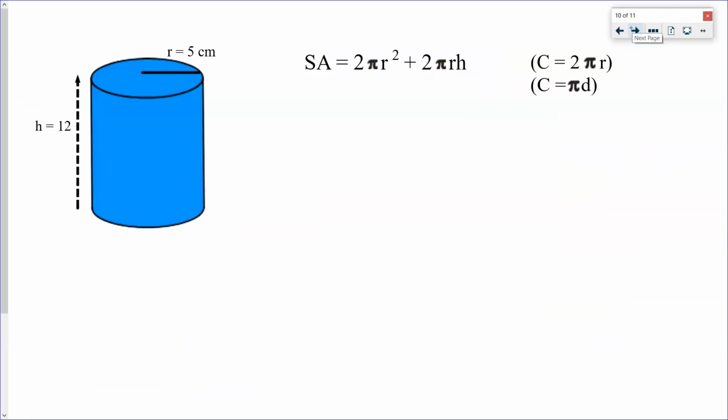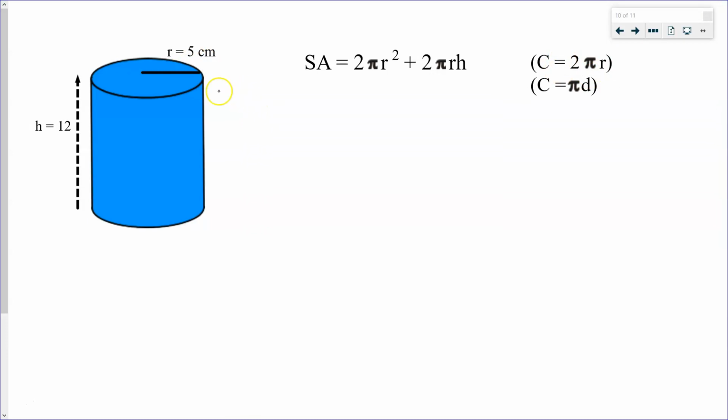All right, so let's do one. Here I'm given the height and the radius, and I'm asked to find the surface area. So I put my formula in here already. Just realize, yeah, this looks like a lot, but it really isn't. You're just substituting the numbers in. I just put a reminder here that C equals 2 pi r and C equals pi d. I'm going to use 2 pi r because I've got the radius that's given.